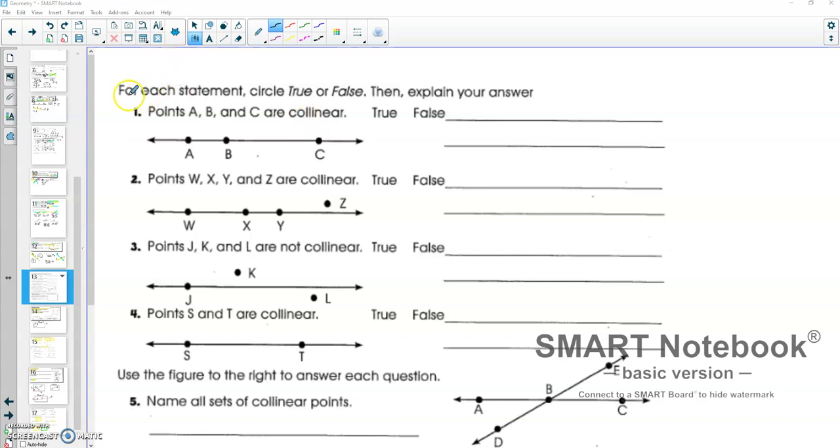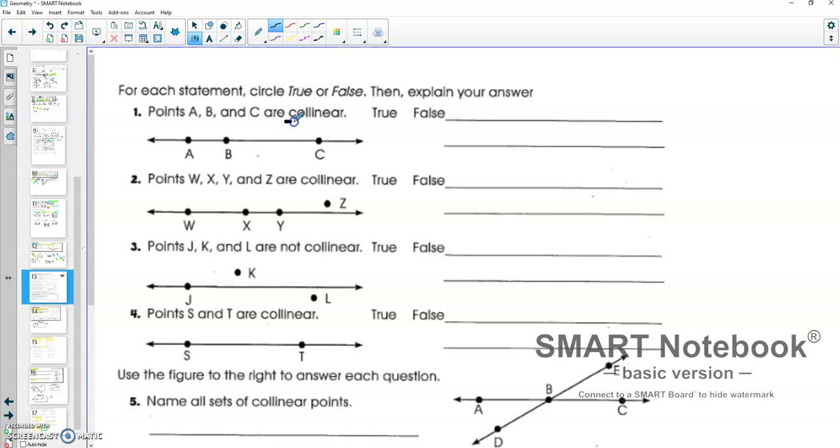Let's go over the homework. For each statement, circle true or false, then explain your answer. Right now it says points A, B, and C are collinear. Before we start looking at the picture, let's look at these words. Remind us, what is collinear?